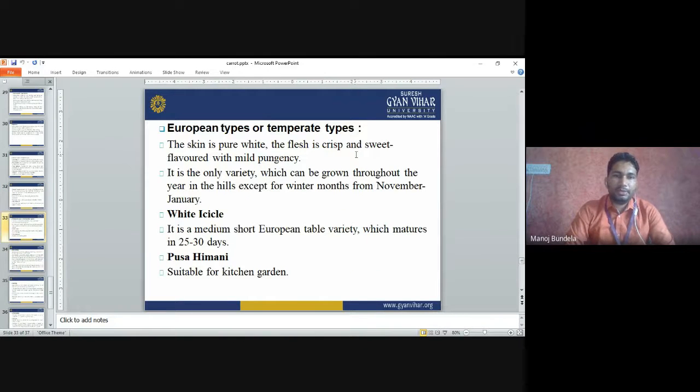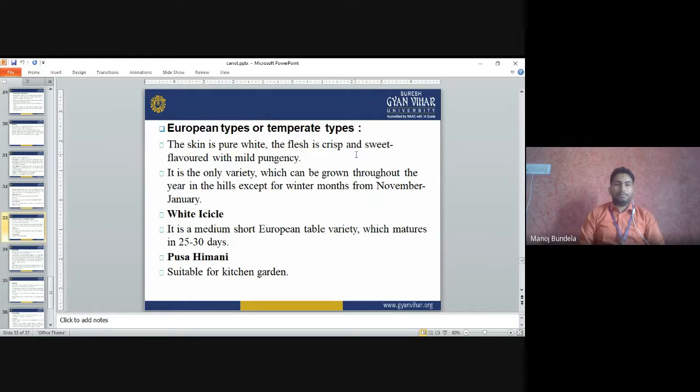European type or temperate type of varieties. The skin is pure white and the flesh is crispy and sweet flavored with mild pungency. It is the only variety which can be grown throughout the year in the hills except in the winter months from November to January. So European type varieties are grown throughout the year.